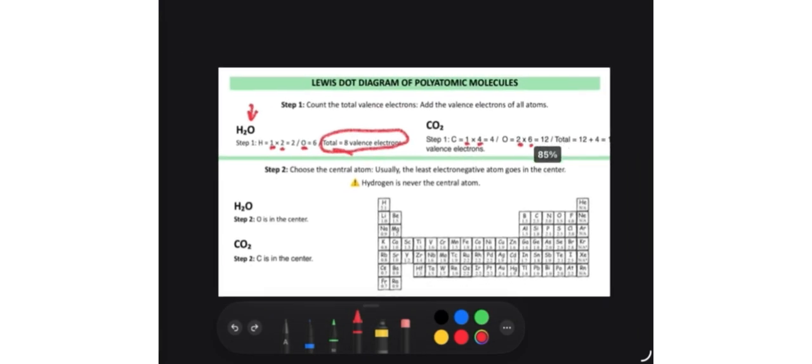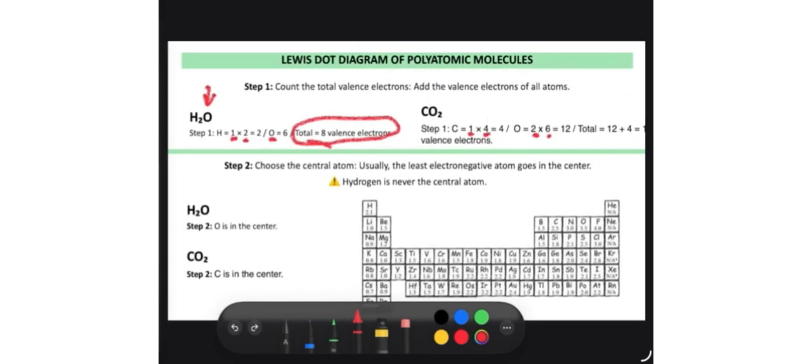The total number of valence electrons for CO2 is 16. Now for step 2, when we are drawing the Lewis dot diagram of the molecule, we should choose which one is the central atom, and usually the central atom is the least electronegative. We should pay attention to this note. It's very important that hydrogen is never in the center, even if it has the lowest electronegativity.